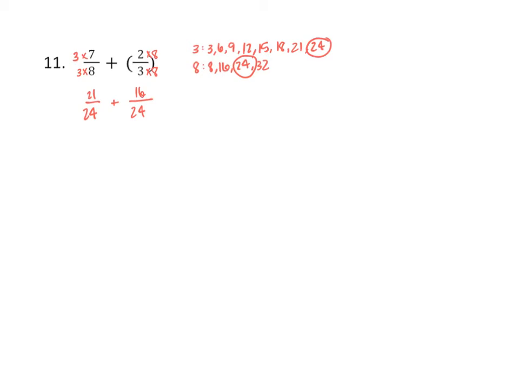Now that our fractions have the same denominator, we're ready to add across the top. 21 plus 16 is going to give me a numerator of 37, and our denominator just stays the same. This fraction cannot be simplified, so this would be our final answer.